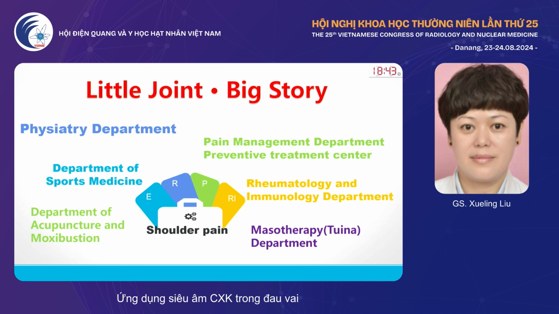The older the age, the higher the prevalence. With the advancement of imaging, shoulder diagnosis is becoming more accurate. We can see some patients in departments of sports medicine and the rheumatology and immunology department.